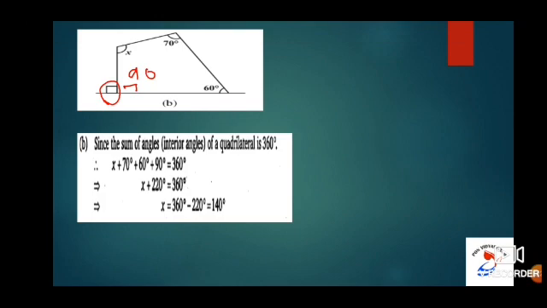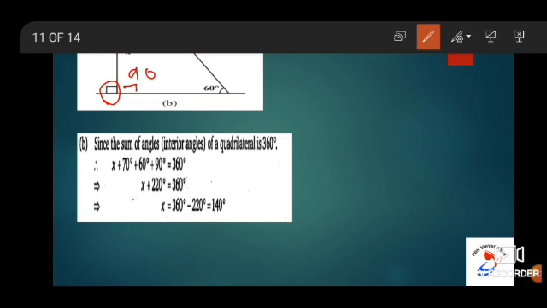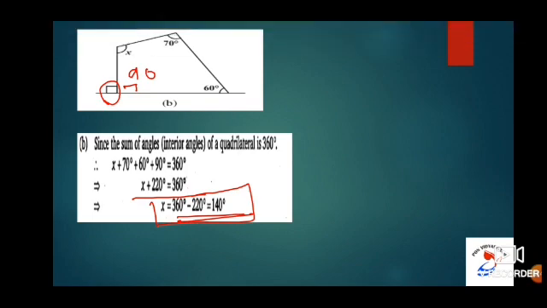Now you can apply the property. Sum of all the angles, that is interior angles of a quadrilateral, is 360 degrees. So x plus 70 plus 60 plus 90 is equal to 360 degrees. That is nothing but x plus 220 is equal to 360. That is x is equal to 360 minus 220, that is 140. So the angle sum property of a quadrilateral is 360 degrees. If it comes to a triangle, it is 180 degrees.